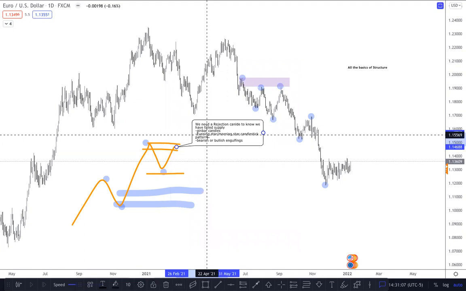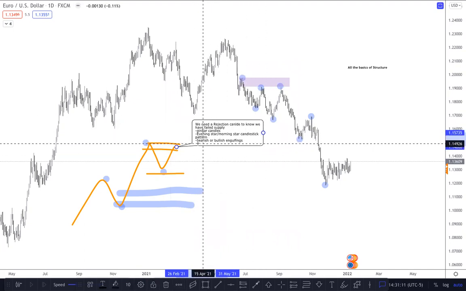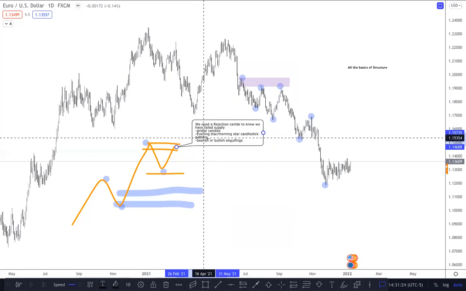We will go over continuous examples of what pin bars are, what evening and morning stars are, and what bearish and bullish engulfing candles are. If you need a brief review, just go on Google, type in candlestick patterns, and I'm sure you're going to be able to find something just like this.